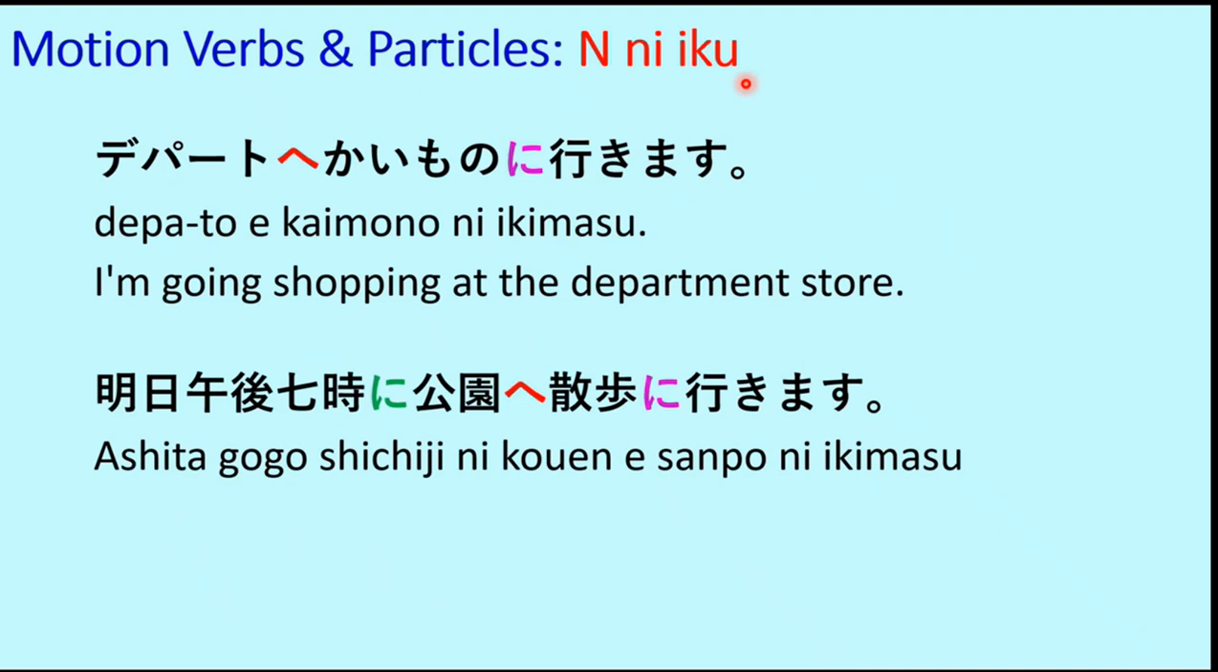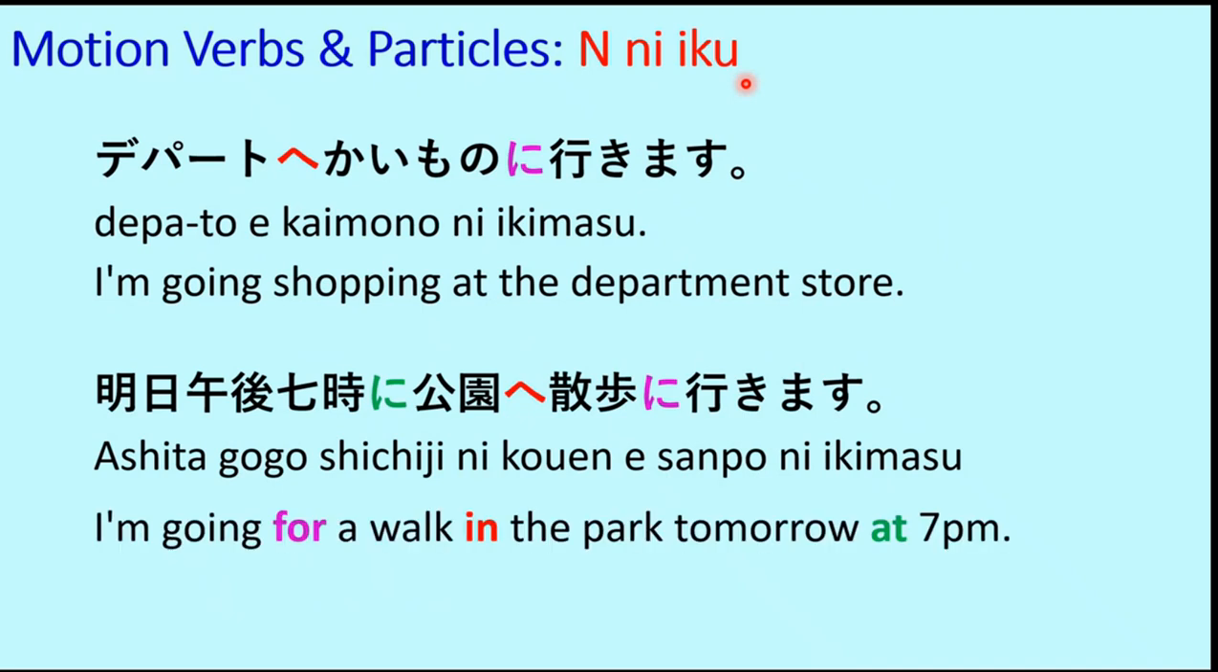Ashita gogo shichiji ni koen e sanpo ni ikimasu. That means I am going for a walk in the park tomorrow at 7 p.m. Ashita is tomorrow. Gogo is evening. Shichiji means 7 o'clock. It will be followed by the ni particle, as we know that after a specific time there should be the ni particle to connect it with the verb. Koen is park, and since it is the place, it will be followed by the e particle.